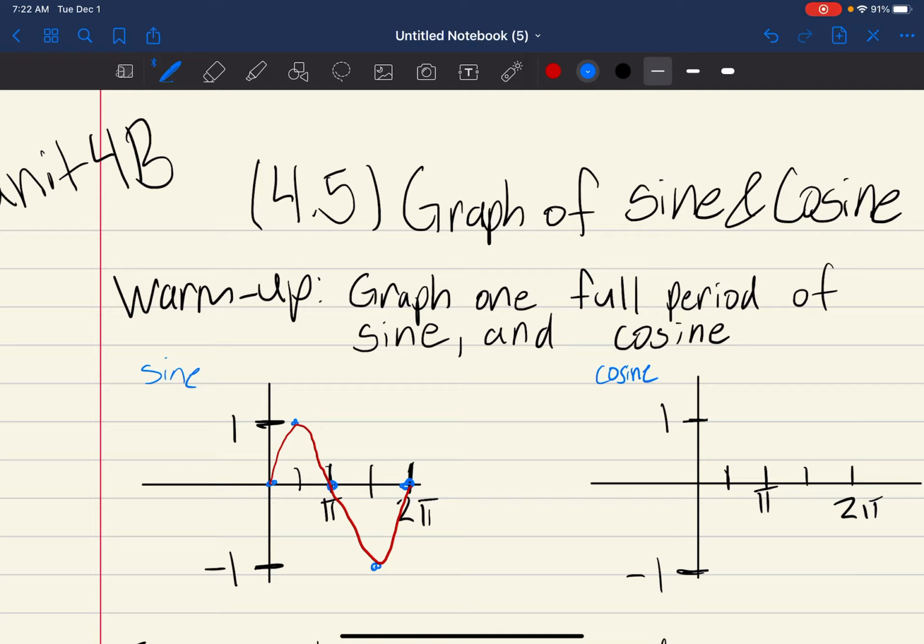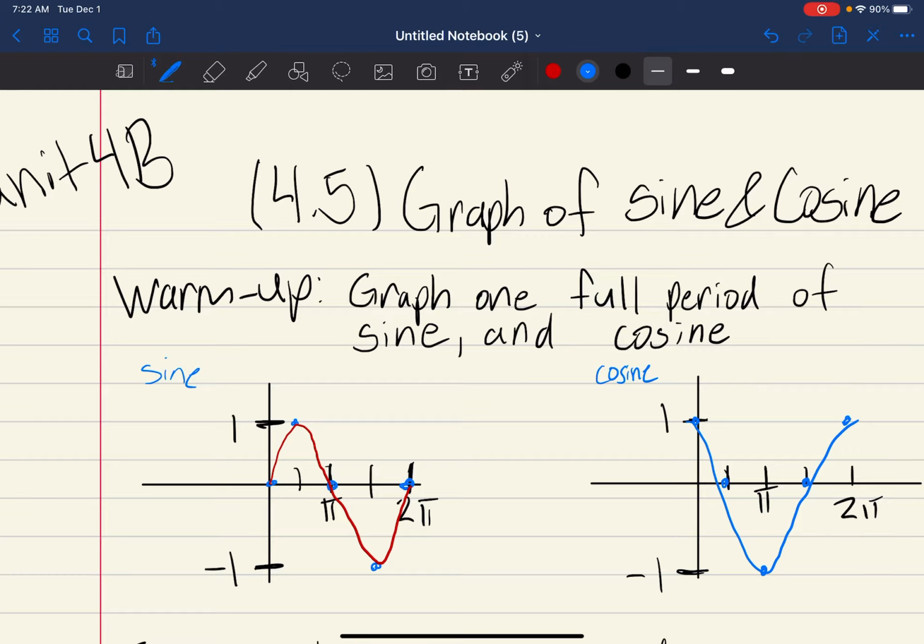And same thing with the cosine graph, which I'll put right here. Same thing, we know where the points are. At 0, it's 1, then 0. At pi is -1. Then 0, and then back to 1. That just helps us know how to connect the dots. That's basically all we're doing. So just remember the 5 critical points.